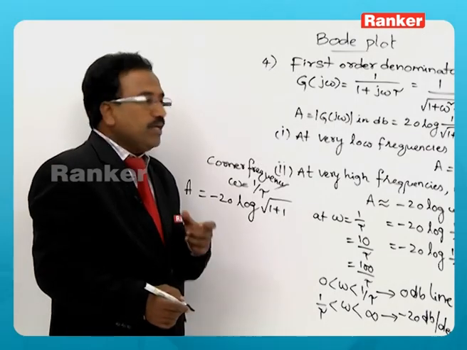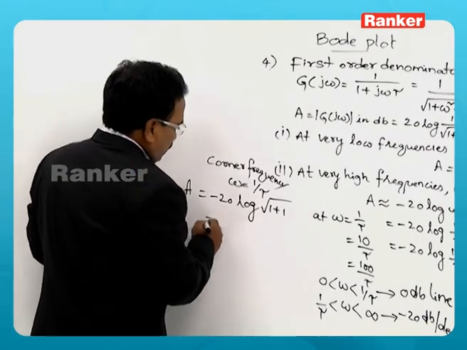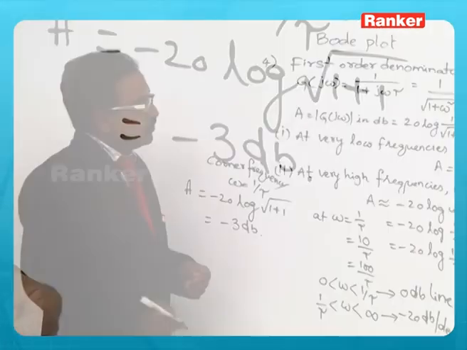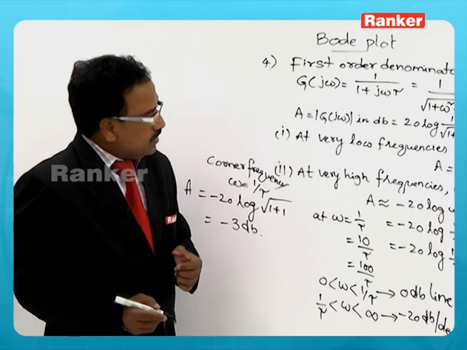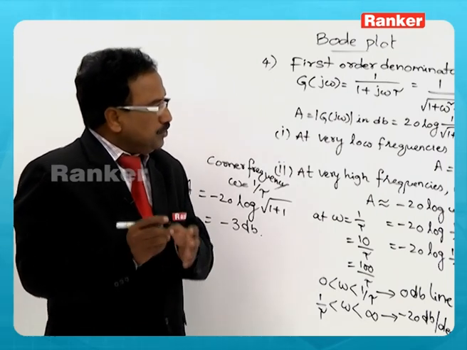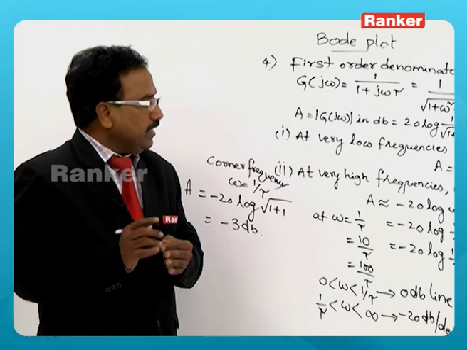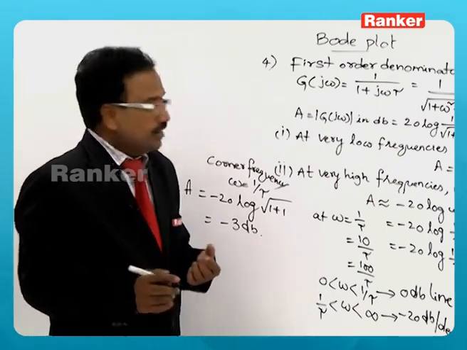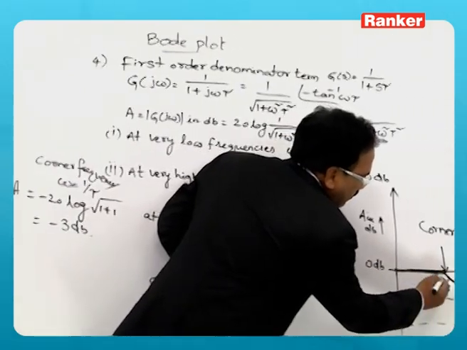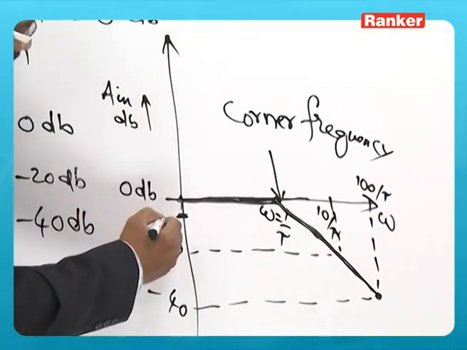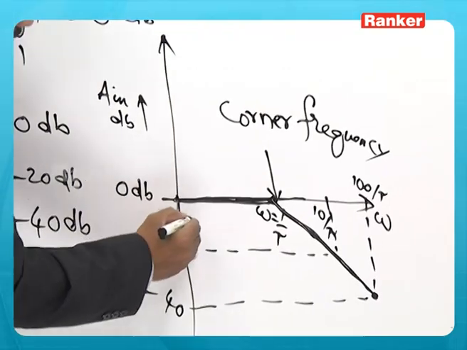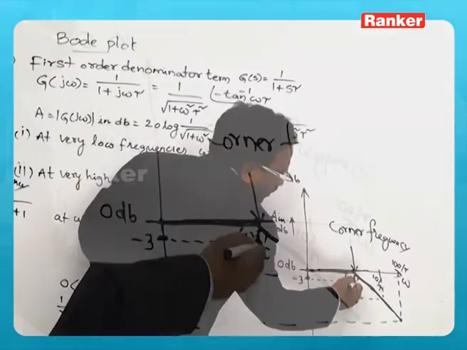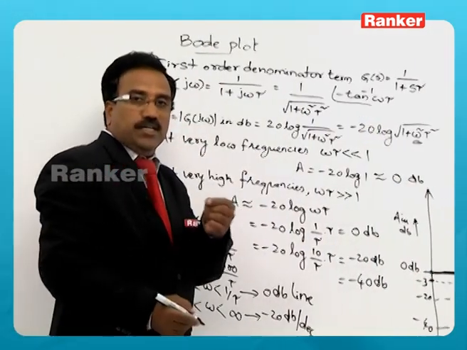You are substituting omega equal to 1 by tau. So this value is minus 3 dB. The meaning of this is that the magnitude at omega equal to 1 by tau is not 0. It has some value, that is minus 3 dB. You can see here, minus 3 dB is somewhere here, and at omega equal to 1 by tau the magnitude is not 0, but it has minus 3 dB.